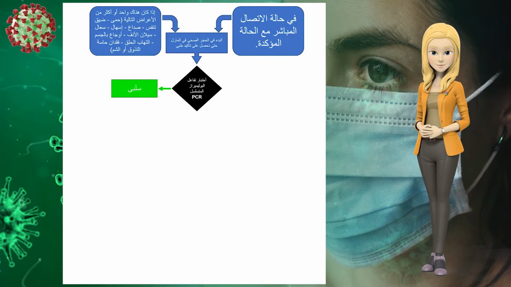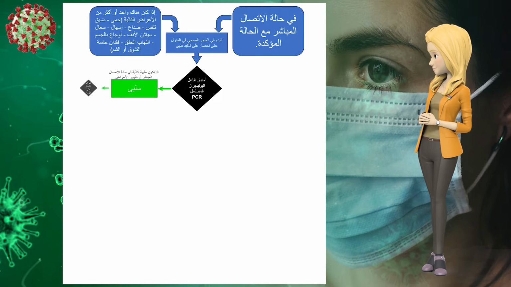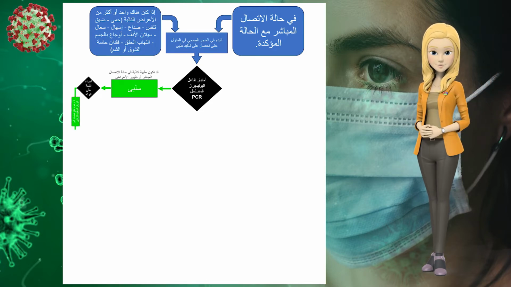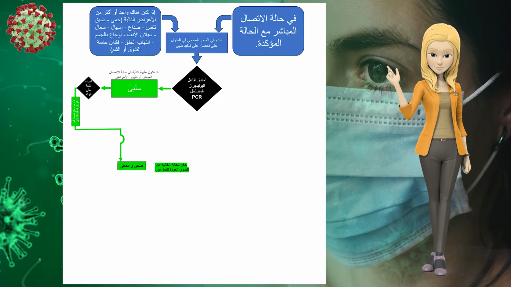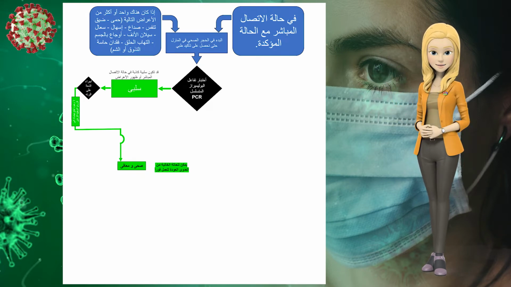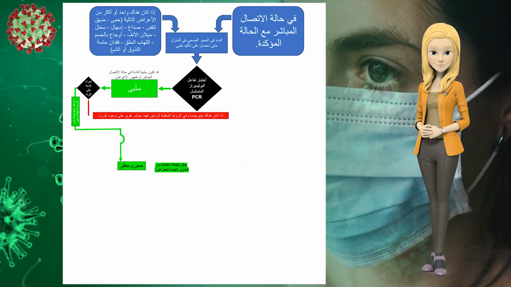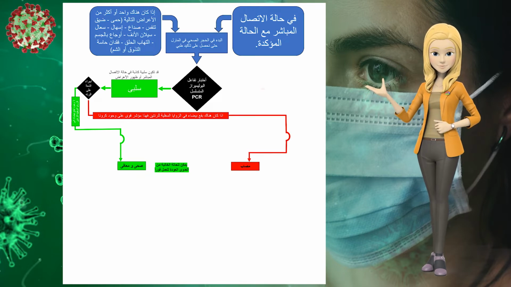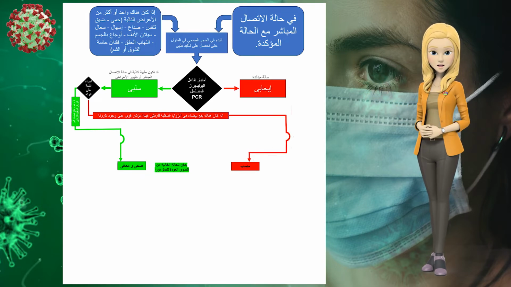If the PCR result is negative, it may be a false negative in case of direct contact or symptoms appearance. To be sure, a CT scan is done. If the result of the CT scan is free of GGO, the suspected case is free of COVID-19 infection and can return to work in time. But if the CT scan has a GGO, this is a strong indication of the presence of COVID-19, ground glass opacity. If the PCR result is positive, it is a confirmed case.